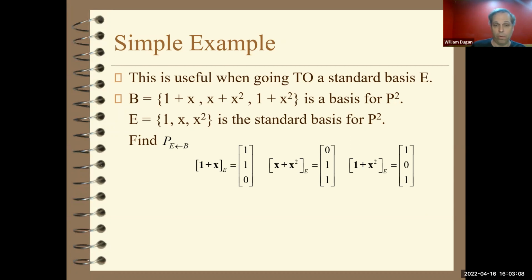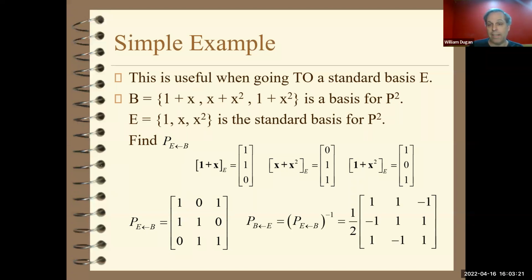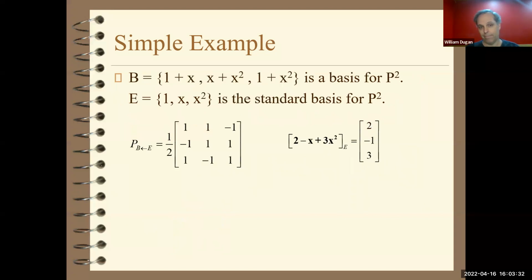So here are the vectors' coordinates relative to E. And then here is therefore the matrix with those columns. That matrix would have to then be invertible, and its inverse is actually the change of basis matrix that goes from the standard basis to the basis B. So we now have both these matrices. Now you may not believe me. You might go, yeah, I don't believe you, Professor Dugan.